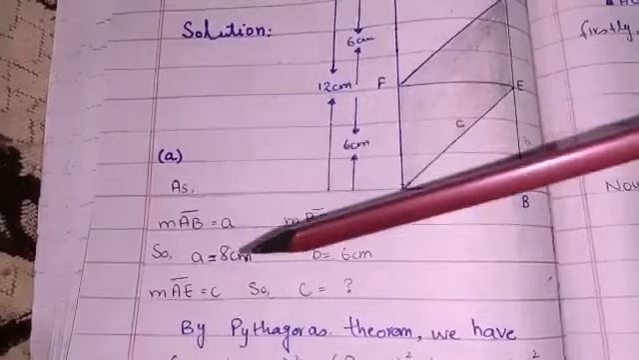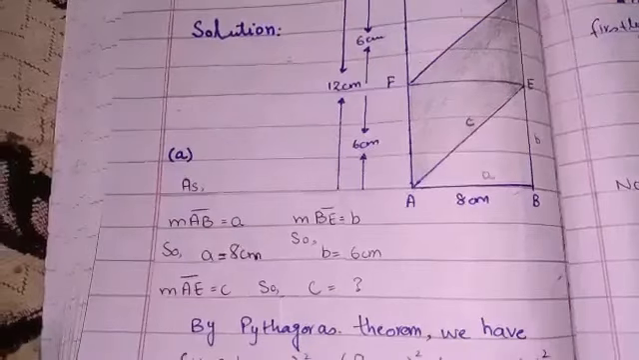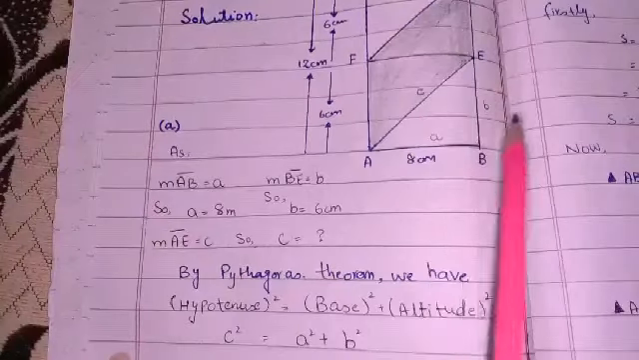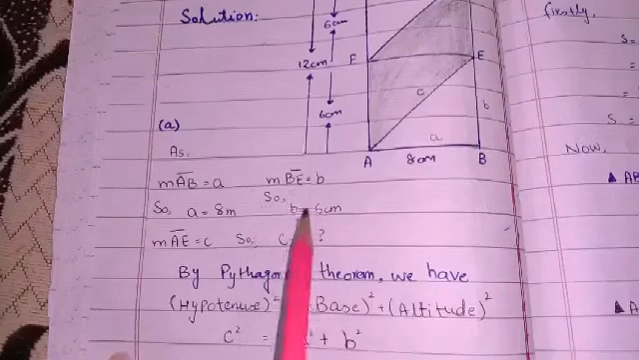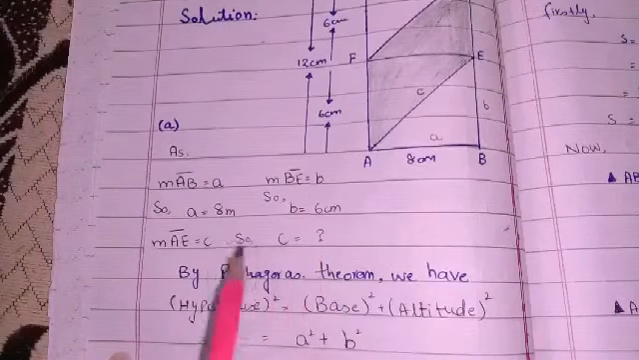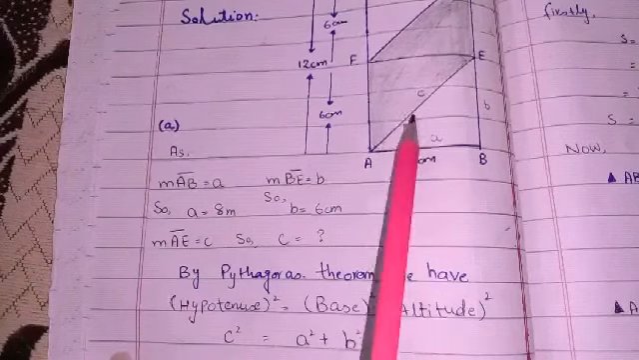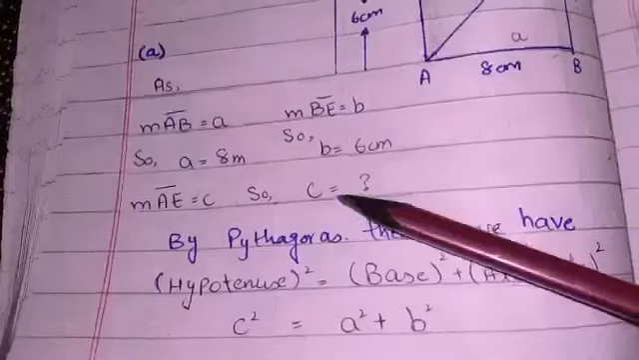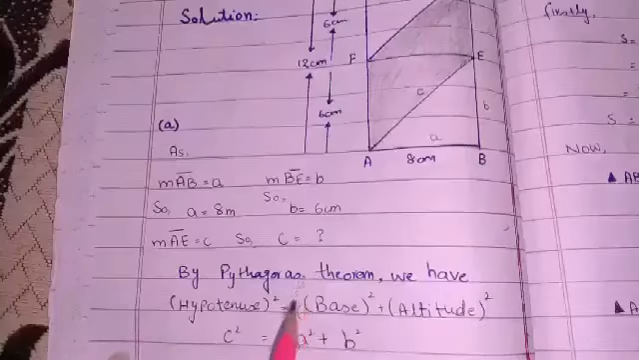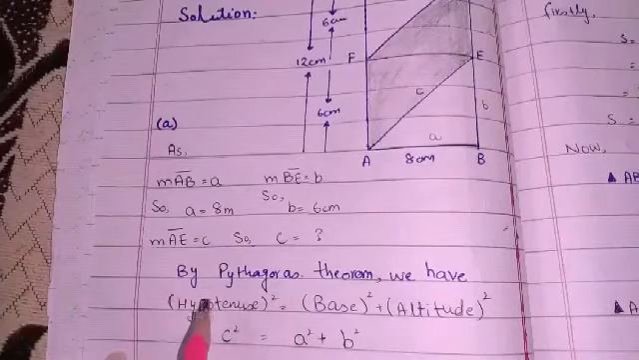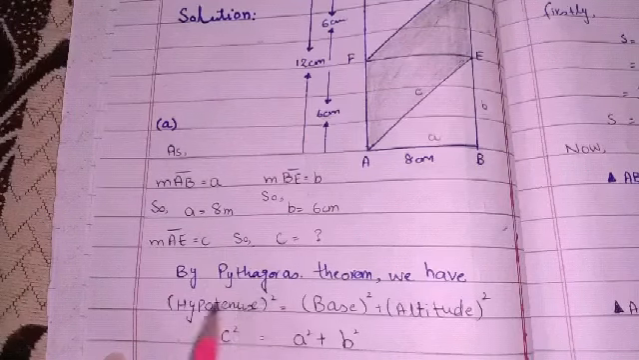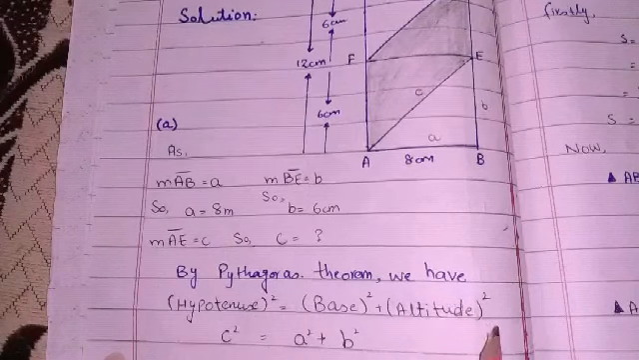So students, for requirement A, as you can see that measure of line segment AB is equal to A. So A is equal to 8 centimeter. BE is equal to B. So B is equal to 6 centimeter. And measure AE is equal to C. Here you can see we have to find out the measure of C using our Pythagoras theorem.